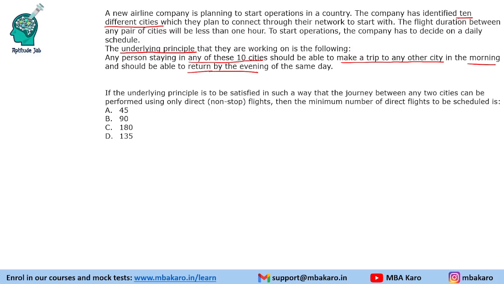The first question says: if the underlying principle is to be satisfied in such a way that the journey between any two cities can be performed using only direct flights, any two cities should have only direct flights. We have to find the minimum number of direct flights to be scheduled. Let us try to understand. Suppose there were only two cities, A and B. How many flights do we need between A and B to follow this underlying principle?